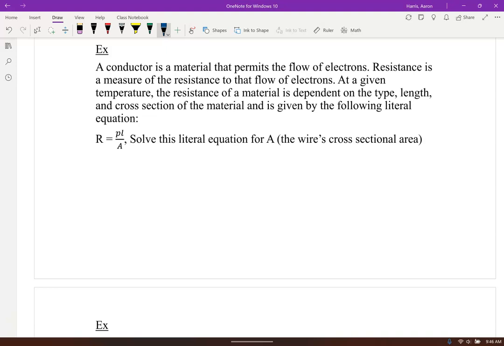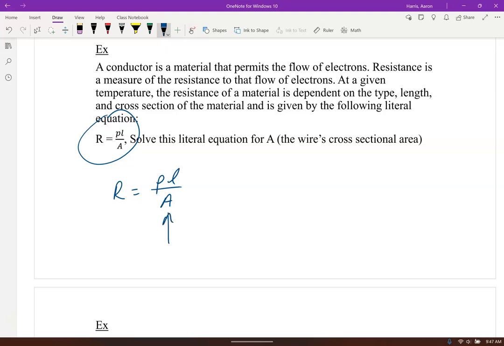A conductor is a material that permits the flow of electrons. Resistance is a measure of the resistance to that flow. At a given temperature, the resistance of a material is dependent on the type, length, and cross-section, as given by this one, where you've got R equals rho times L all over A. And we want to solve for that A on the bottom.